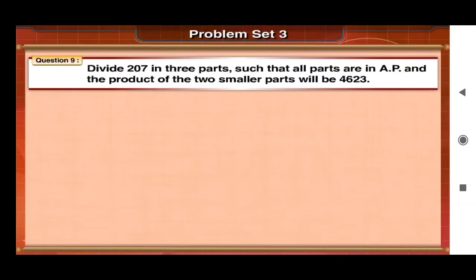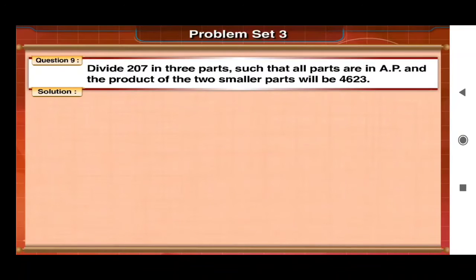Question 9. Divide 207 in 3 parts such that all the parts are in arithmetic progression, and the product of the two smaller parts will be 4,623. Here's the solution.